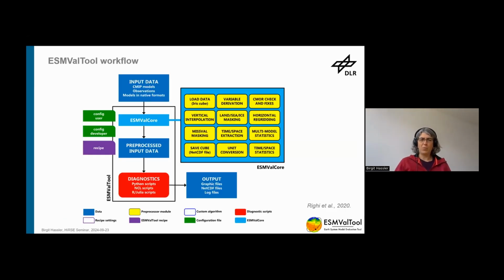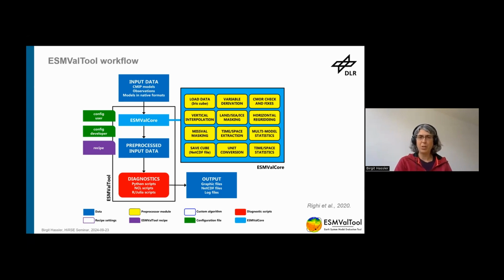So this is the workflow, basically in a few boxes. We have the input data on top. This is the blue box. That could be model data, could be observations, could be models in native formats. That data is read and introduced to ESMValCore, where there will be all kinds of different pre-processing steps available that the input data could go through.